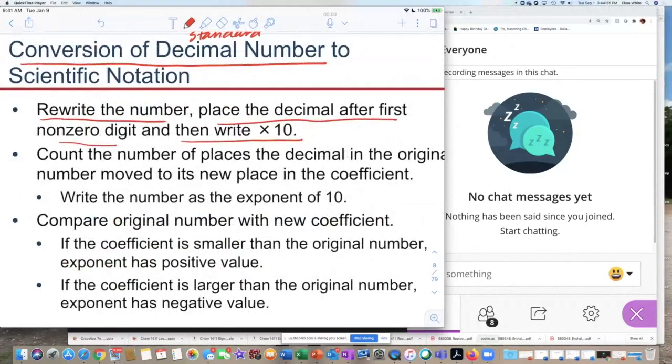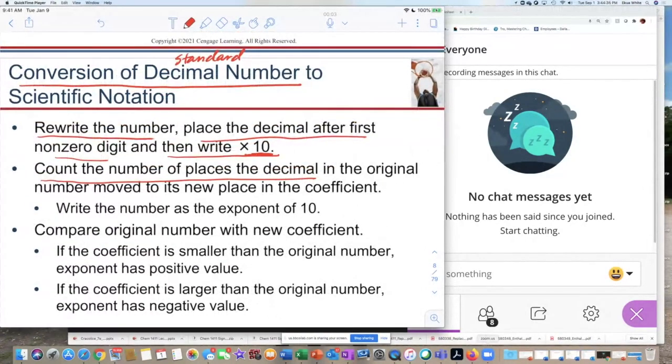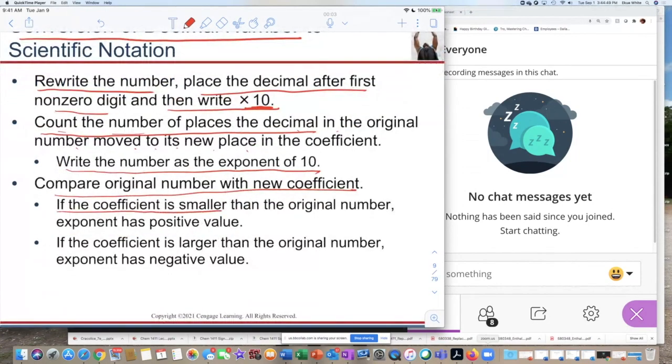We write the number, place the decimal after the first non-zero number, write times 10, and count the number of places the decimal in the original number moves to its new place in the coefficient. Write the number as an exponent of 10. Compare the original number to the new coefficient. If the coefficient is smaller than the original number, the exponent has to be positive. If the coefficient is larger than the original number, the exponent has to be a negative value.